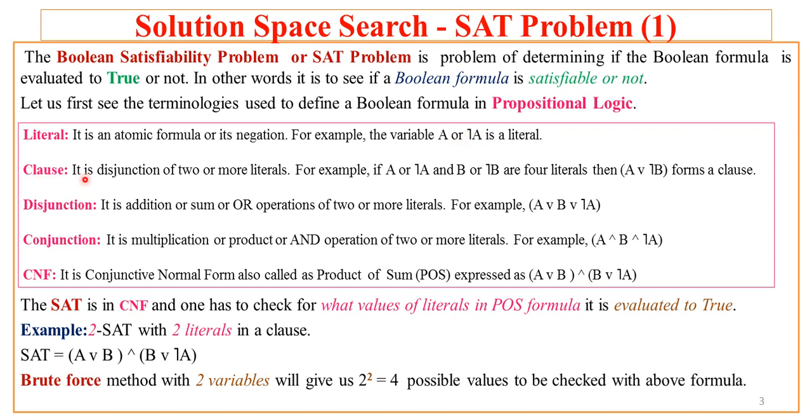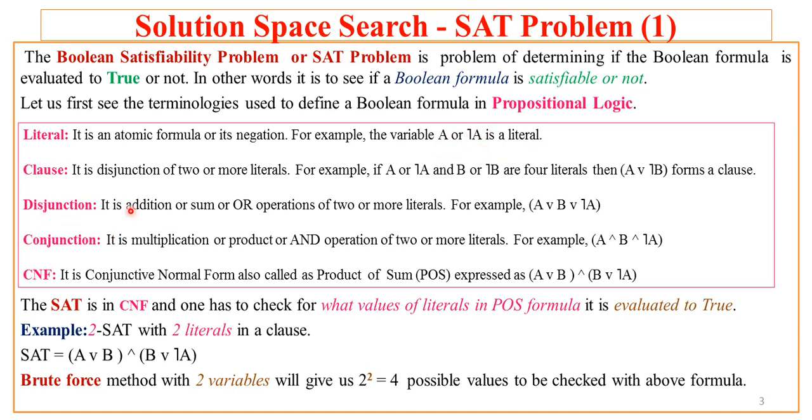Then what is a clause? A clause is nothing but a disjunction of two or more literals. For example, if we have A, negation of A, B and negation of B, so out of these four literals, you can have A or negation of B as a clause. There can be some other clauses, like you can create a clause by combining A or B, or you can even combine negation of A or B, or you can even combine negation of A or negation of B. So this way a clause is basically created out of literals.